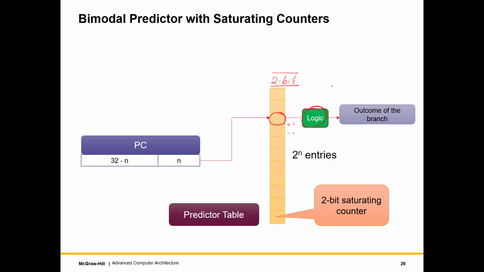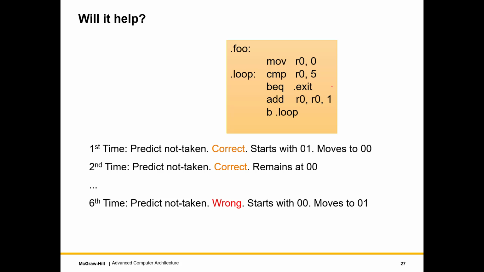So the saturating counter is very useful. Let's see why. Let us take a look at the same piece of code again. In this case, the first 5 times we predict correctly, which is not taken. The 6th time, of course, we make a mistake. So we predict taken. But the state after this is actually weakly not taken.